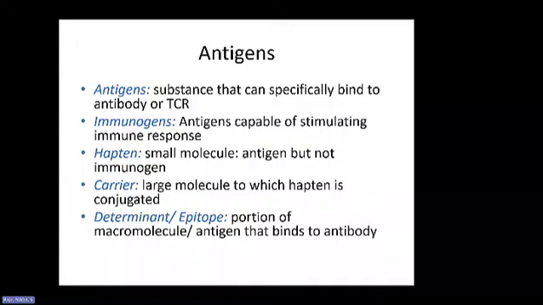Hapten is a small molecule. It's an antigen, but it's not an immunogen, right? So antigen can be a hapten or an immunogen. A carrier is a large molecule to which hapten can be conjugated. When hapten is bound to carrier, it can produce immune response. The portion of the antigen or a macromolecule that can bind to the antibody is called determinant or epitope. So part of that antigen that comes in physical contact with the antibody is the determinant or epitope, and those are interchangeable terms.